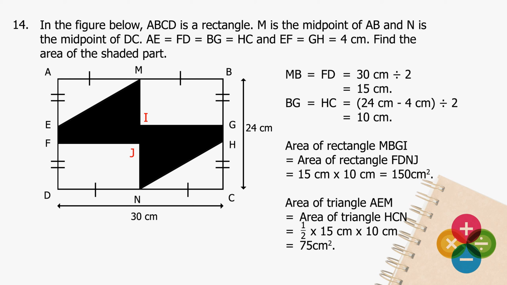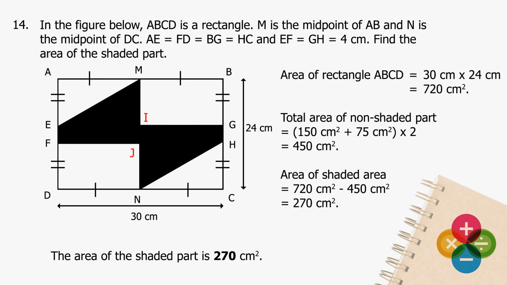The area of triangle AEM is equal to the area of triangle HCN, which is equal to multiply 1/2 by 15 cm, and then by 10 cm, and the product is 75 square centimeters. The area of rectangle ABCD will be multiply 30 cm by 24 cm, and the product is 720 square centimeters.